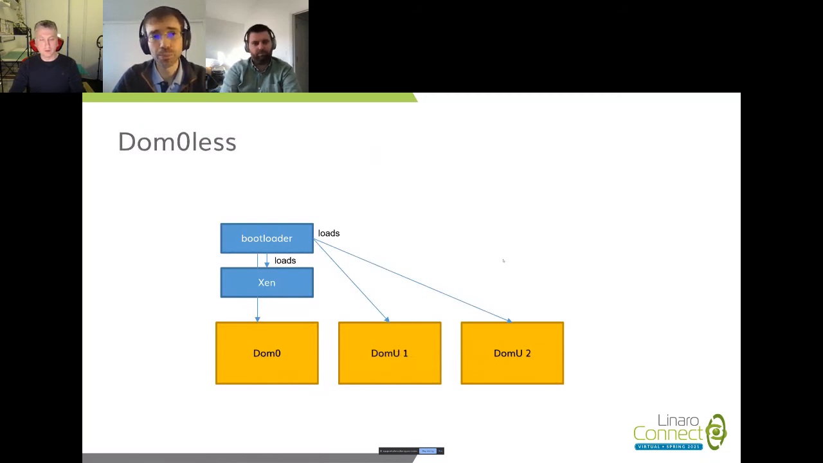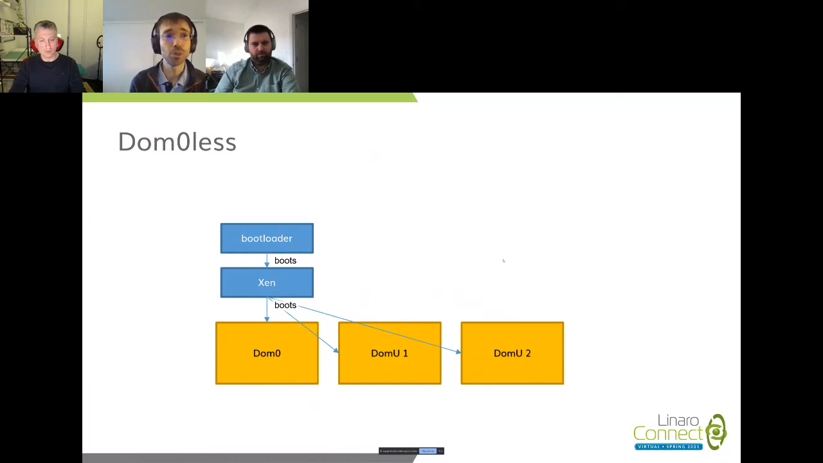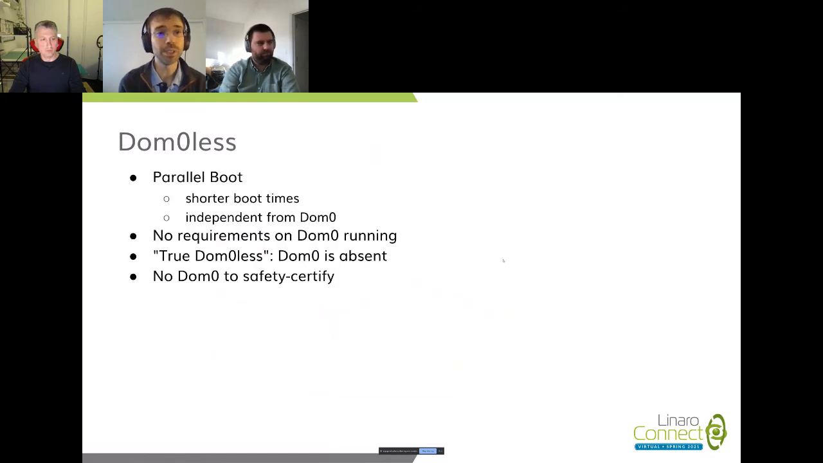Another approach is to use DOM0less. DOM0less was created to shorten boot times. And the idea is to load all VMs, more than one VM at least, at boot time directly from the bootloader, and then to boot them in parallel. That means other domains like DOMU1 and 2 in the picture don't actually need DOM0 to start at all. So DOM0 is optional. But if it's optional, you maybe take it away. So no DOM0 means there is no DOM0 to safety certify. So also born for speeding up the boot time and doing parallel boot is actually a technique that can be used to get rid of DOM0.